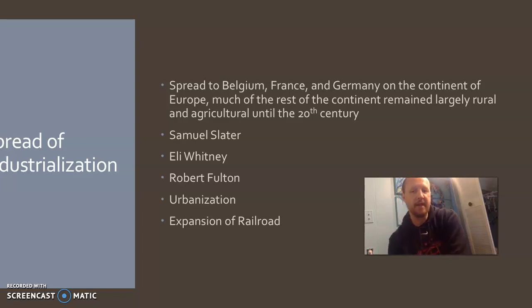Another personality I'd like you to know about when it comes to the Industrial Revolution in North America, and especially in the United States, is a man named Robert Fulton. What he's famous for and gets credit for doing is applying the steam engine, the technology of the steam engine, to steamboats. He actually created the Clermont, which made the initial voyage up the Hudson River from New York City to Albany.